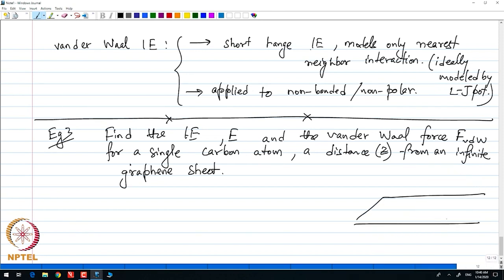So, we have a graphene sheet, where the sheet contains these tessellated hexagonal rings, and so on and so forth.